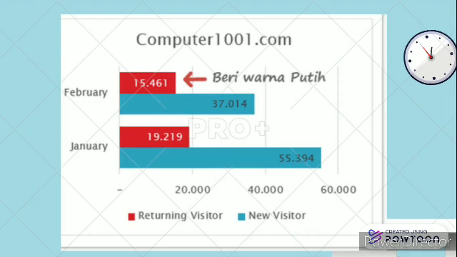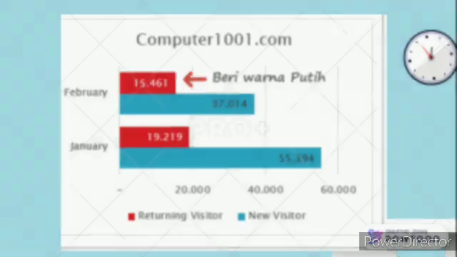To make it easier to read, change the label data color to white. Click on the red label of the first series. On Home.